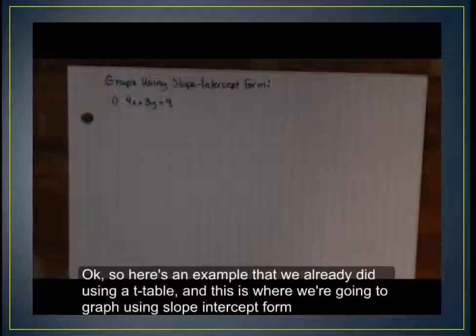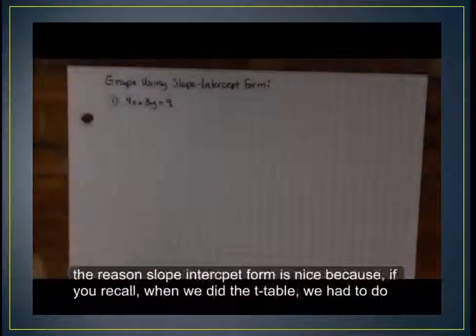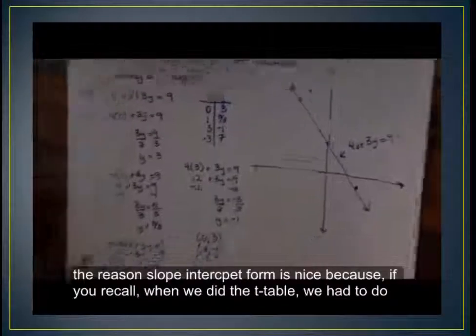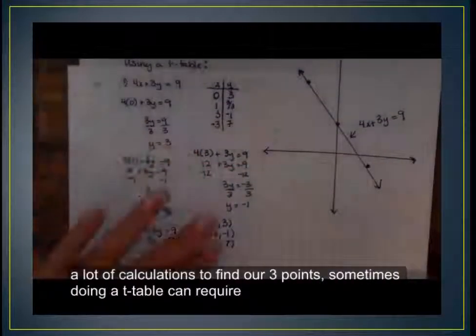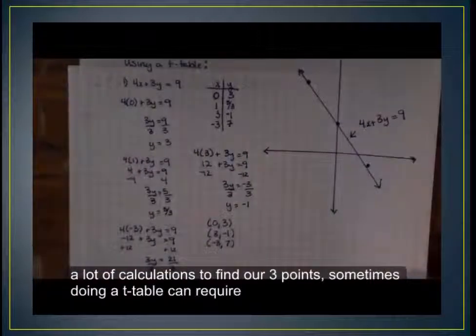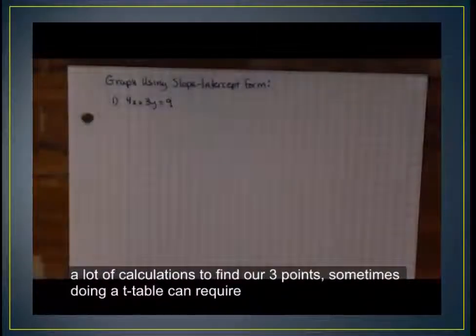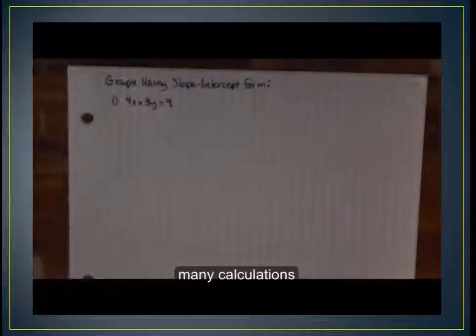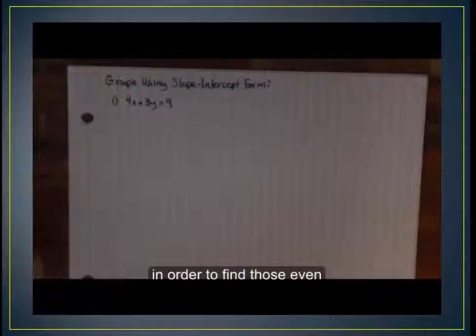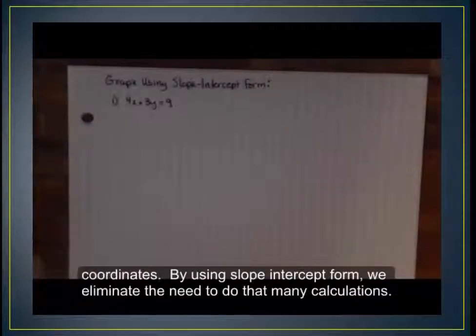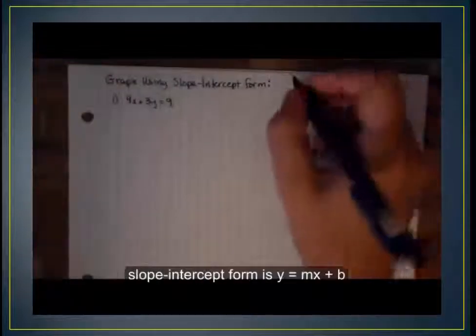And this is where we're going to graph using slope-intercept form. Now, the reason slope-intercept form is nice is because if you recall, when we did the t-table, we had to do a lot of calculations to find our 3 points. Sometimes doing a t-table can require many calculations in order to find those even coordinates. By using slope-intercept form, we eliminate the need to do that many calculations.